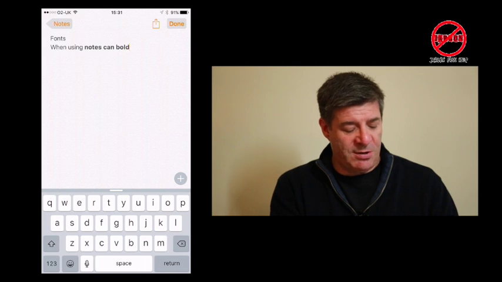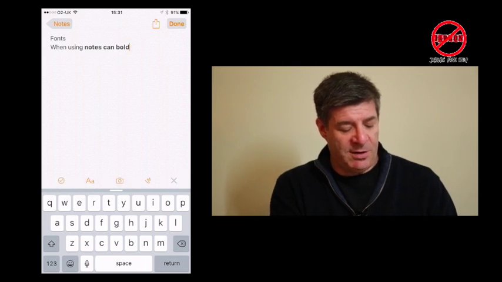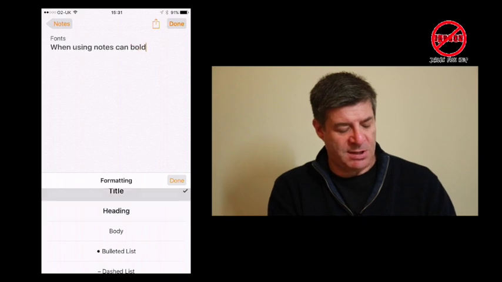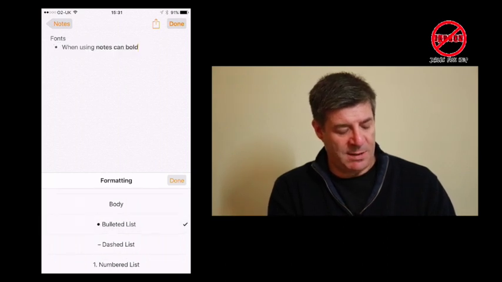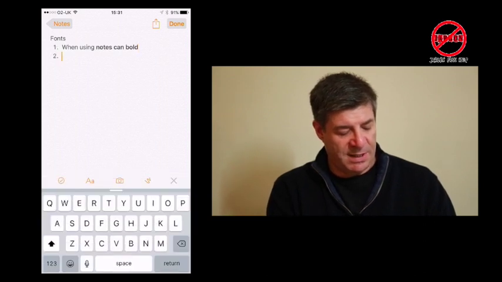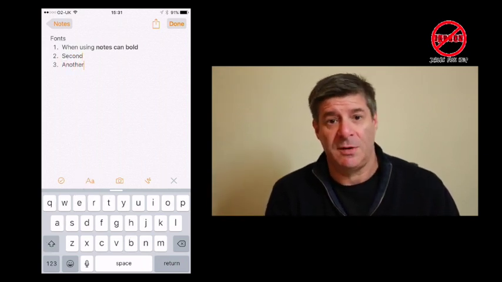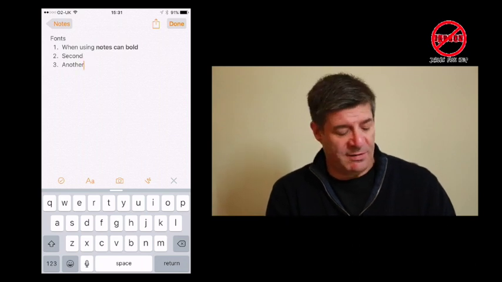So other things that you can do as well, if I tap on that plus sign, you've got this A, a big A and small a together. If I tap on that, you can see you can change the style to different types of formatting: bulleted list, dashed list, numbered list, and if I do that and go down, you see it automatically adds in the numbers for the next thing on the list. So that could be seconds, and then another, and so on. So you can add in bulleted lists and things like that very easily.